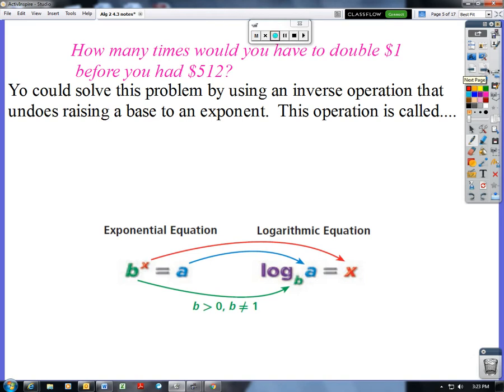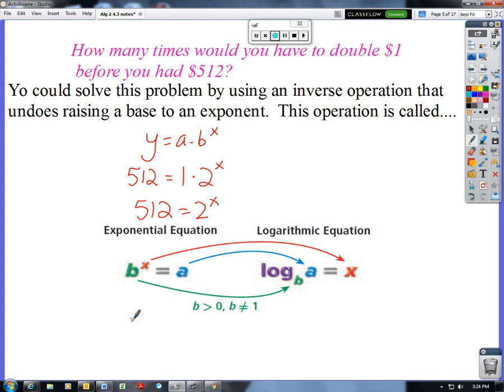This time it says, how many times did you have to double $1 before you had $512? So I'm going to put that into that equation I had earlier, y equals a times b to the x. This time the final y value is 512. The initial y value is still 1. We're still doubling, so the base is still 2, and the x is the unknown because we're trying to find out how many times. Let's clean this up a little and write it like so.